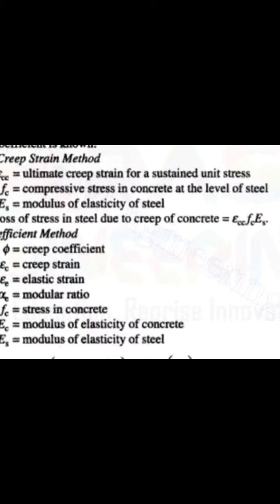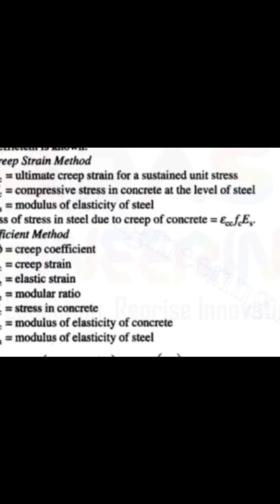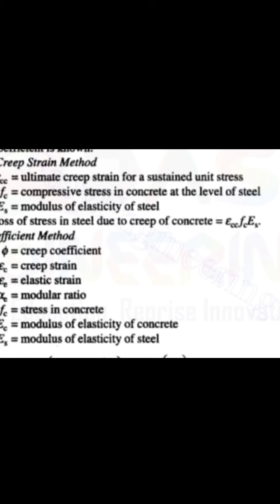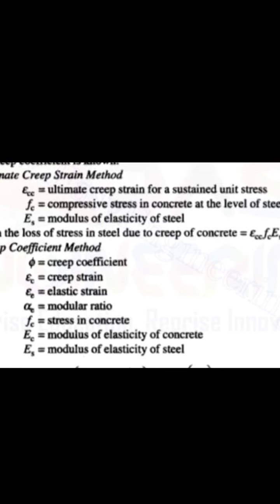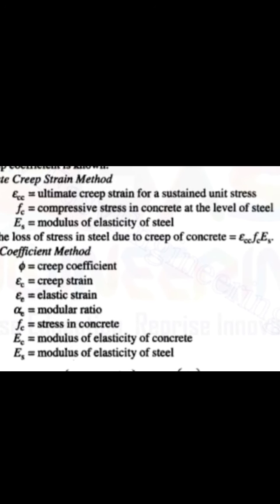See here, this is the formula which is used: sigma_cs = ε_cc × f_c × E_s. This is the formula used for the loss of stress in the steel due to the creep of the concrete. This is by the ultimate creep strain method. For that, the loss of stress will be determined.